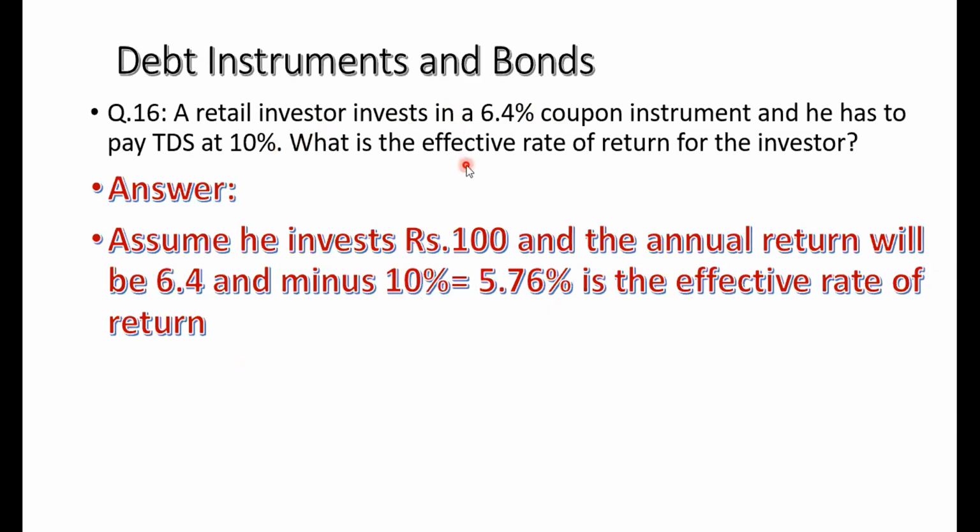TDS adjusted return. Okay, sometimes they will give inflation is 14%. What is the return? Inflation adjusted return. So inflation also you have to load because inflation will bring down the present value of money. Because of TDS, what you are getting is reduced. Otherwise you would have got 6.4, but because of TDS your rate is reduced to 5.76. Understood? Yes or no? Simple question, easily you can understand.